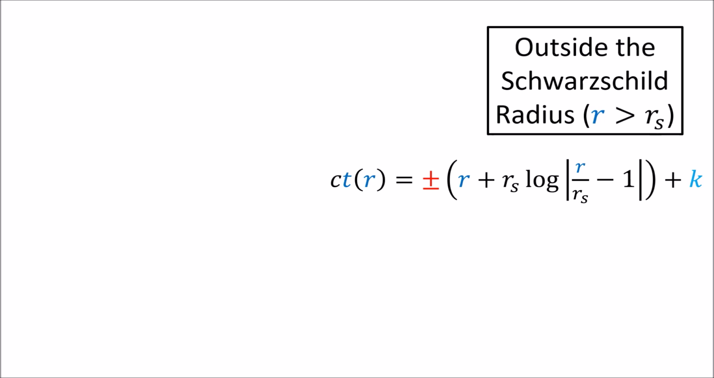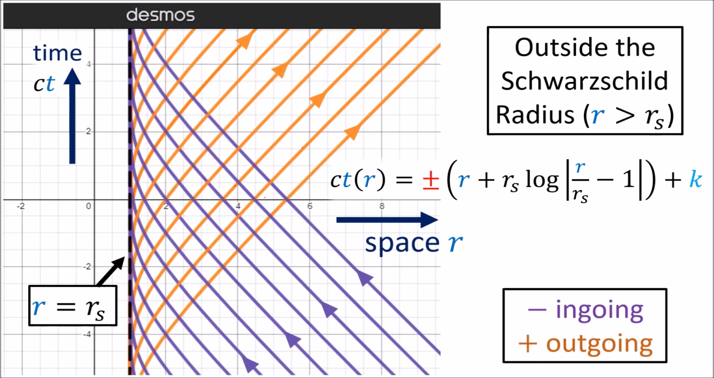The world lines consist of a linear term and a log term. The positive solutions are for outgoing light beams, and the negative solutions are for ingoing light beams. Far away from the Schwarzschild radius Rs, the log term goes to 0, so the light beams just look like diagonal lines on our spacetime diagram.